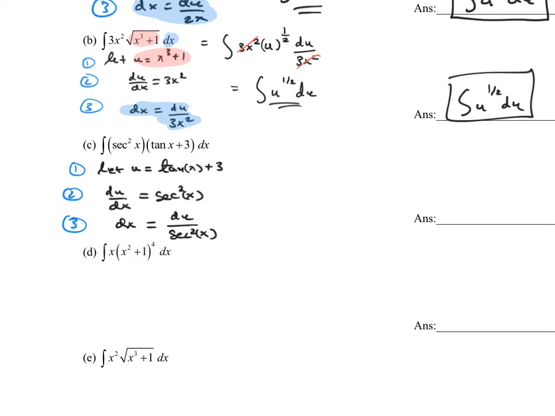So now we're going to do our substitutions. We're going to substitute in for dx. We're also going to substitute in for u. And we're going to rewrite our integral. So that's step 4, rewriting that integral.